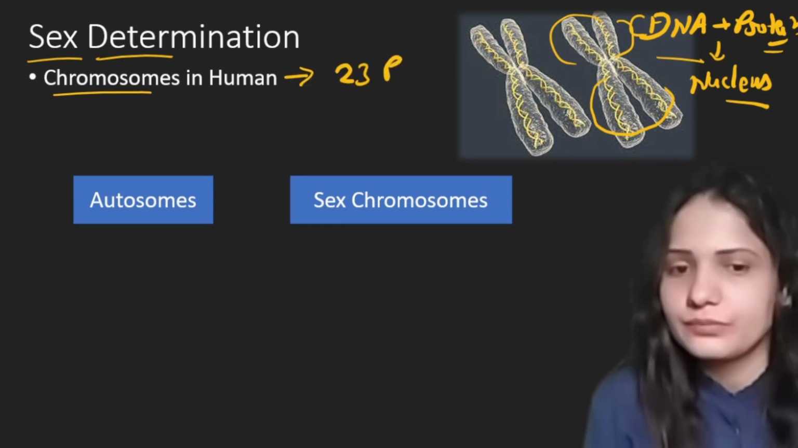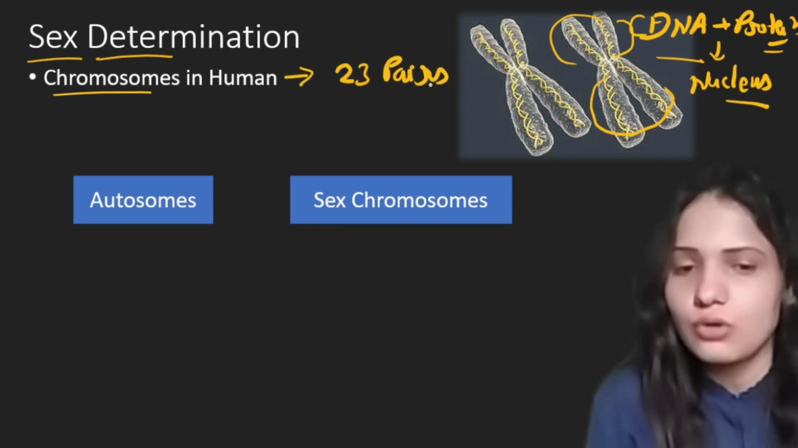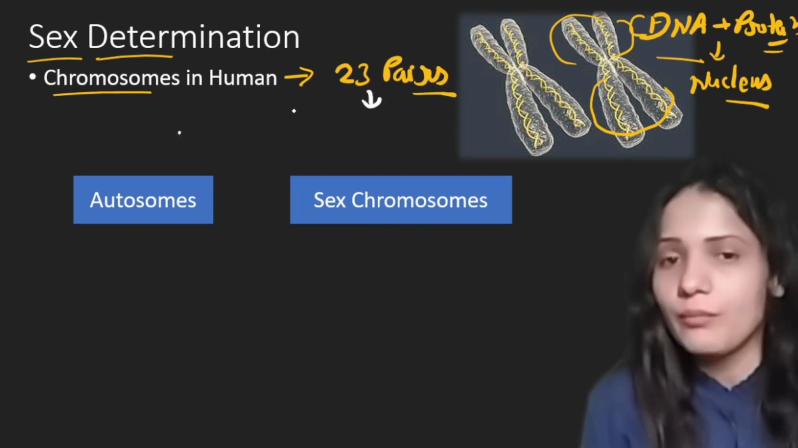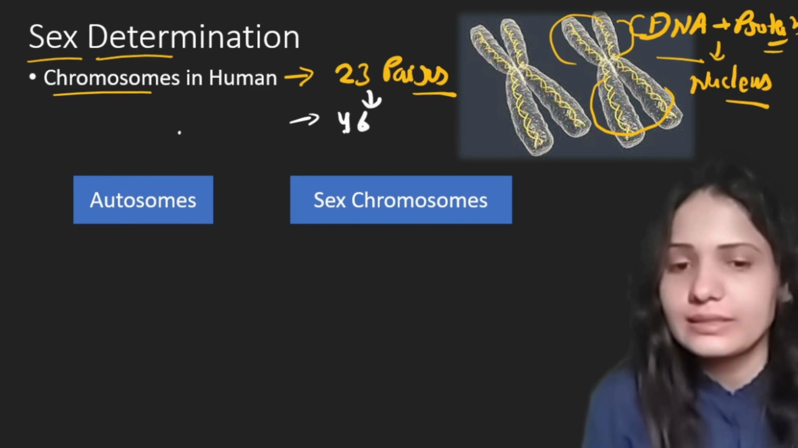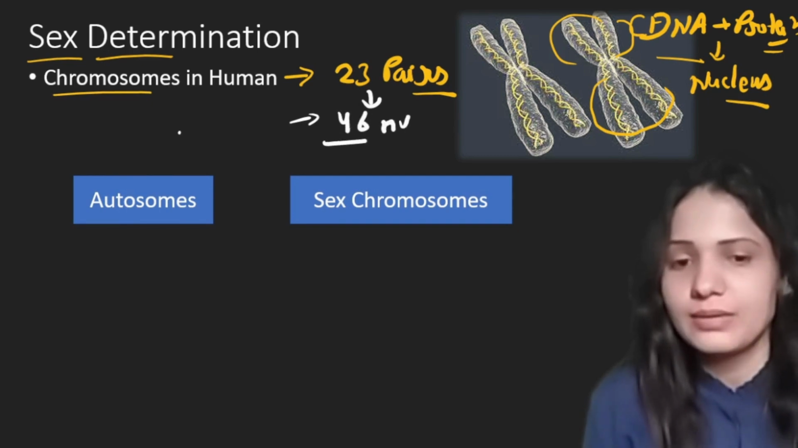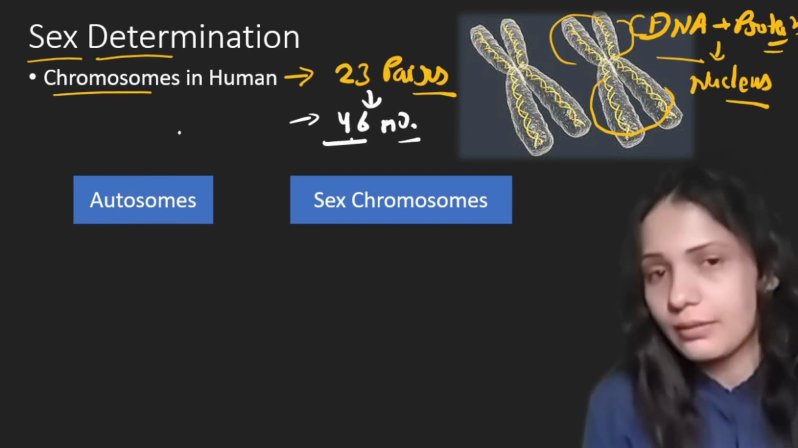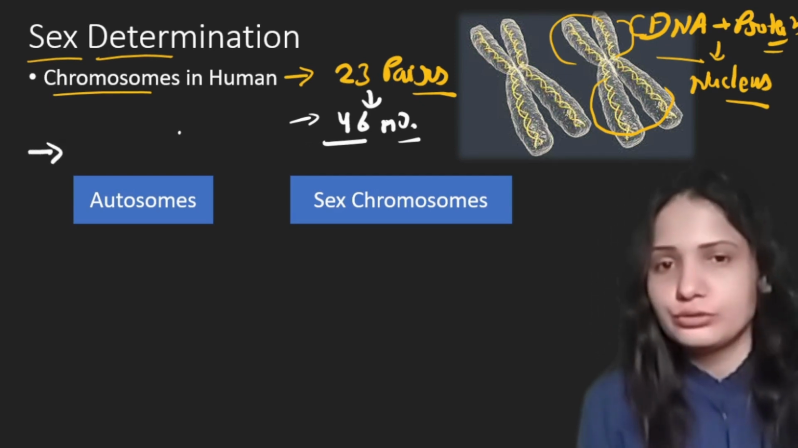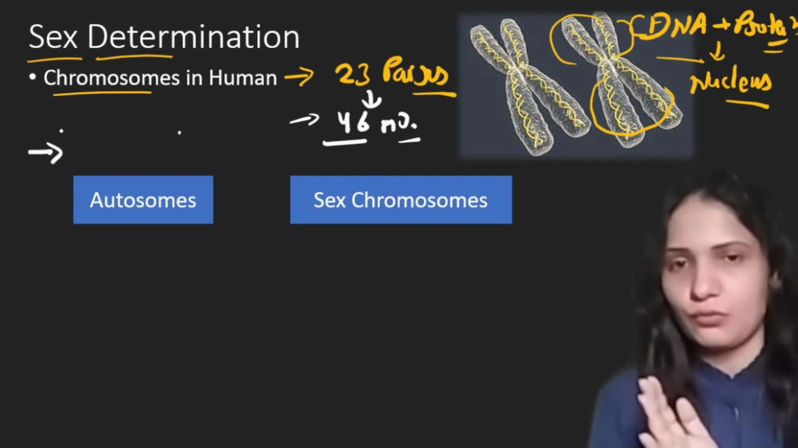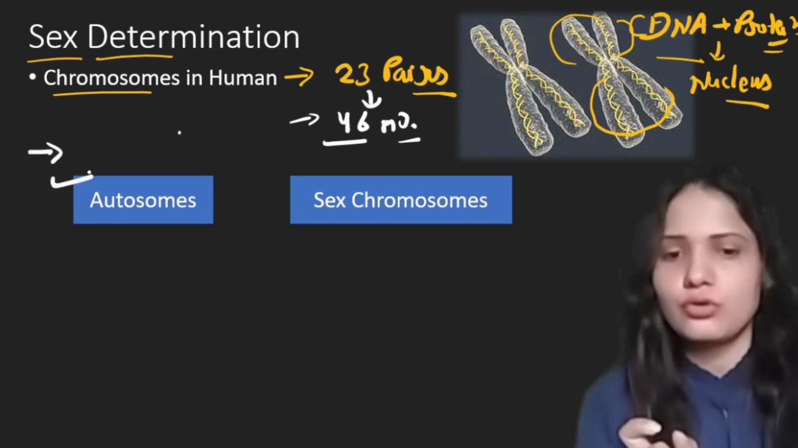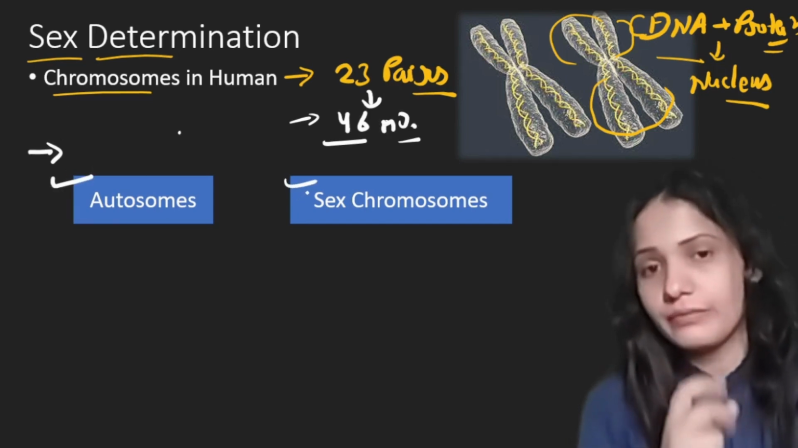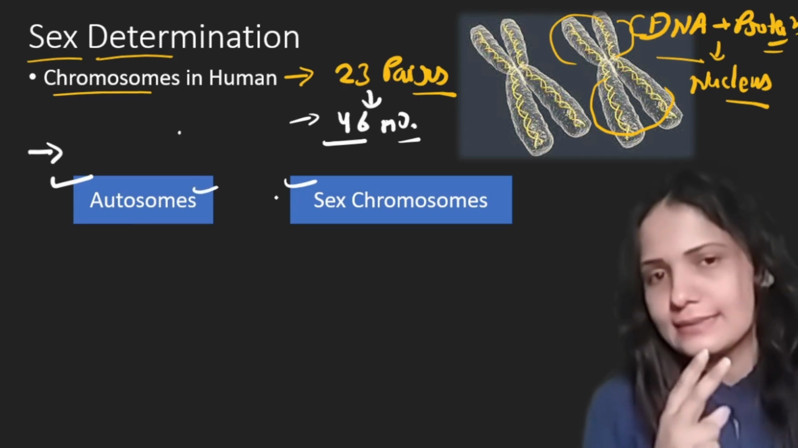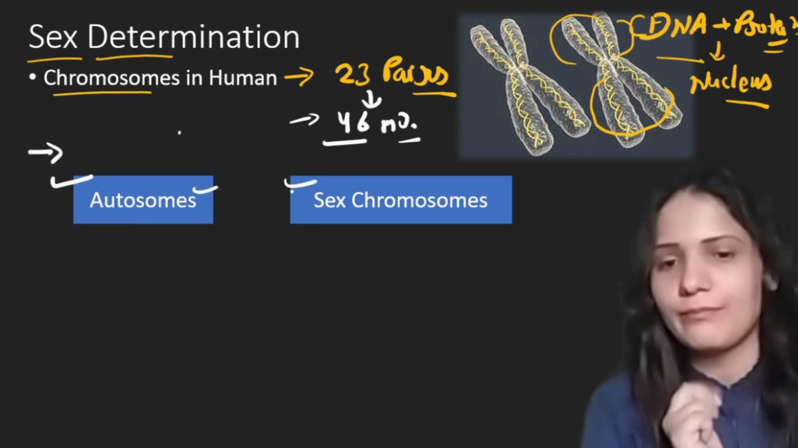In human, we have 23 pairs of chromosomes. 23 pairs means we have 46 chromosomes in our body. In each cell, we have 46 chromosomes. As I have told you, we have 23 pairs of chromosomes, including autosomes and sex chromosomes. Now we have two different types of chromosomes, autosomes and sex chromosomes.